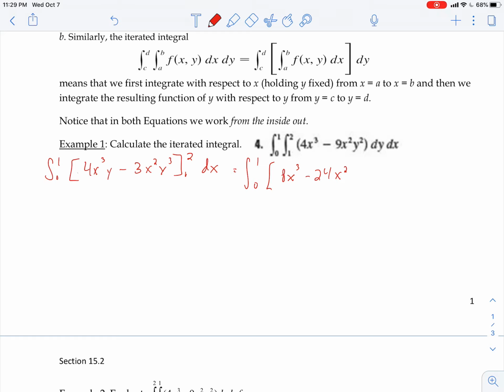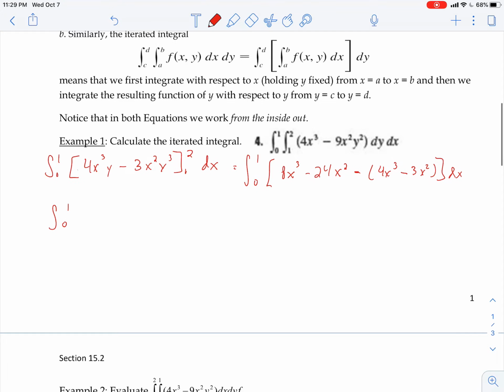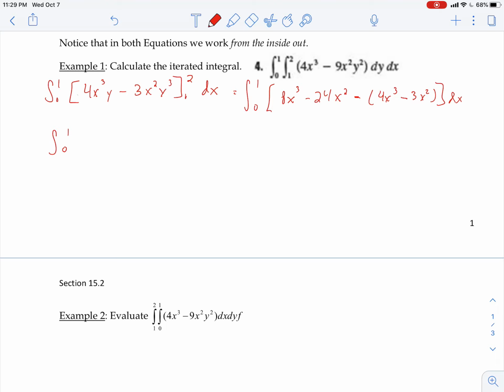Oops, no, I'm sorry, I don't know why I did that. Minus, and then plug in our 1. We plug in 1, we get 4x cubed minus 3x squared. Let's simplify on the inside. So we go from 0 to 1. 8x cubed minus 4x cubed is just 4x cubed. Negative 24x squared minus a negative 3x squared is really plus 3x squared, so minus 21x squared. And then we're going to have dx on the outside.